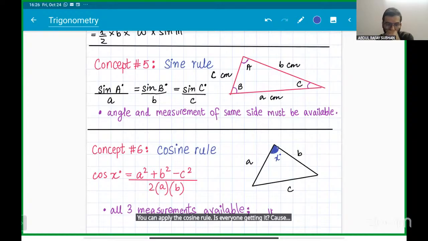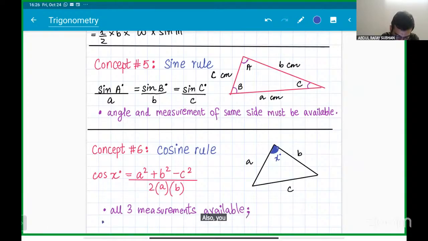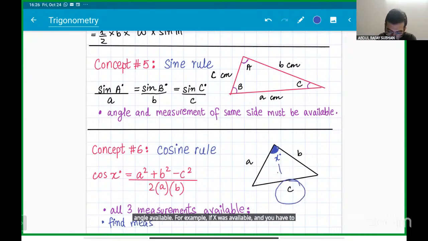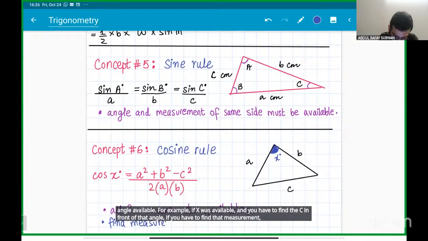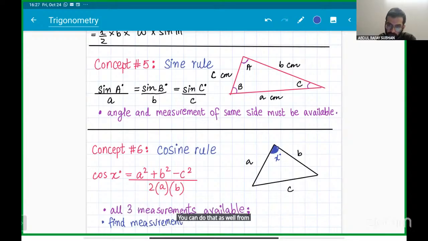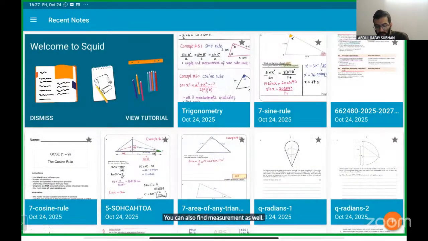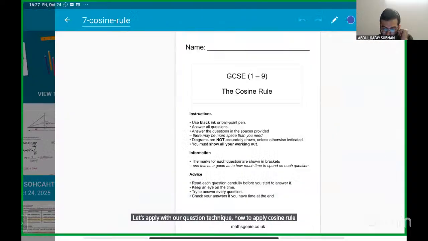Cos x is a square plus b square minus c square. You can also find the angle in front, and you can find a measurement using the angle available. For example, if x was available and you have to find c, the side in front of that angle, you can do that as well from the cosine rule. That's the application of the cosine rule with the non-right angle triangle. Let's apply it with a question, to see the technique of applying the cosine rule.